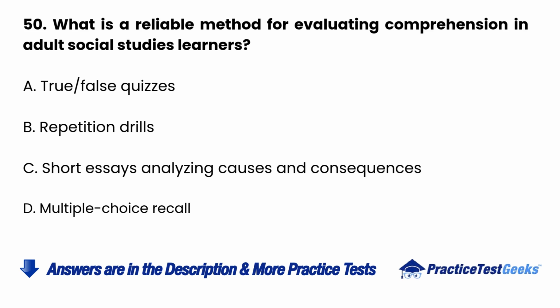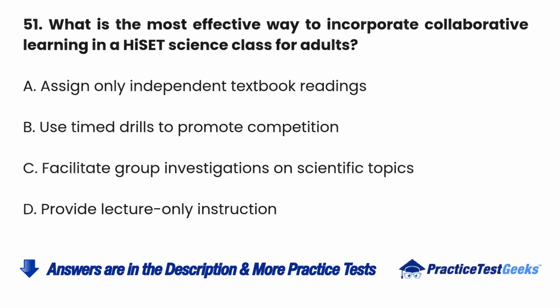50. What is a reliable method for evaluating comprehension in adult social studies learners? A. True-false quizzes. B. Repetition drills. C. Short essays analyzing causes and consequences. D. Multiple choice recall.